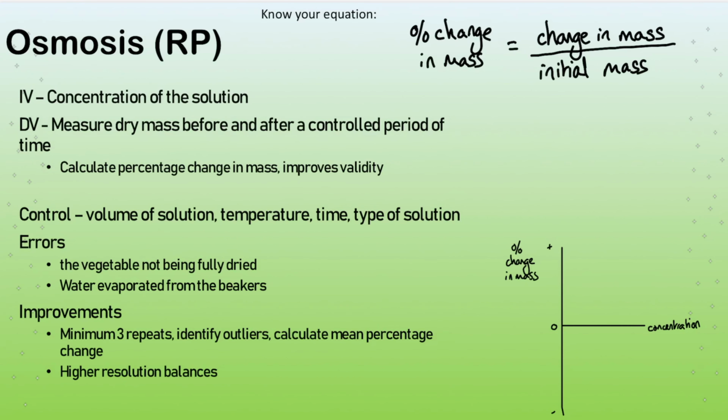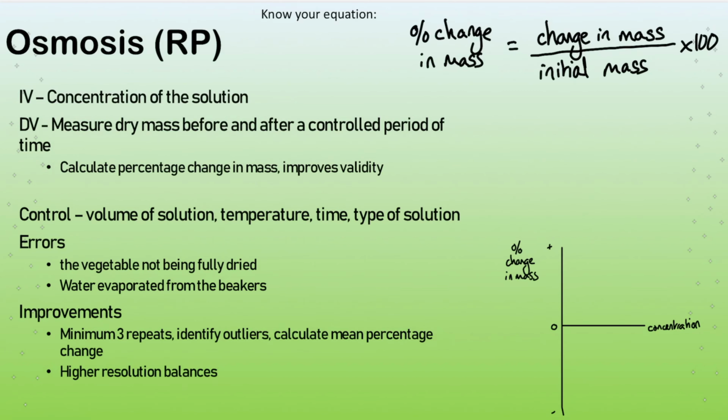And to calculate it, what you need to do is work out your change in mass first, so what it was compared to what it was afterwards, and the difference between the two, divided by the initial mass of that plant material. If you multiply that by 100, that gives you your percentage change in mass.